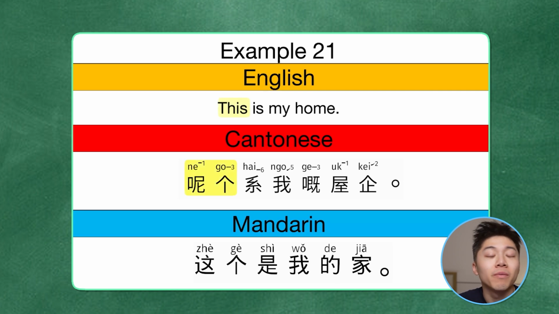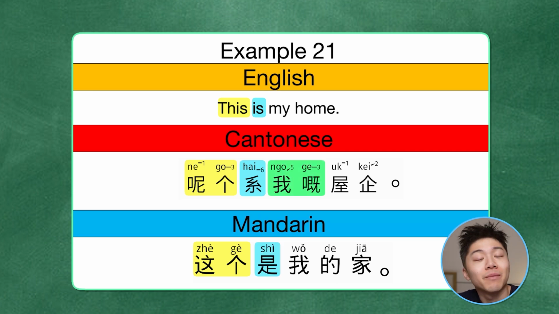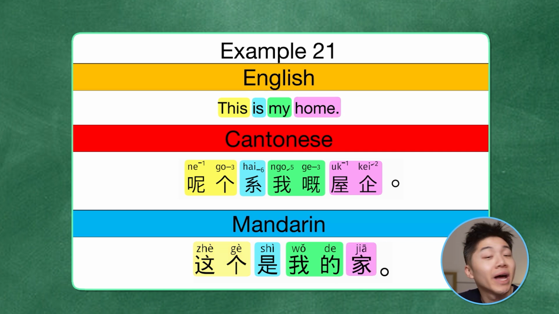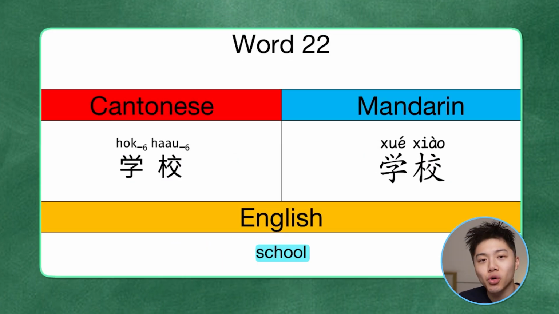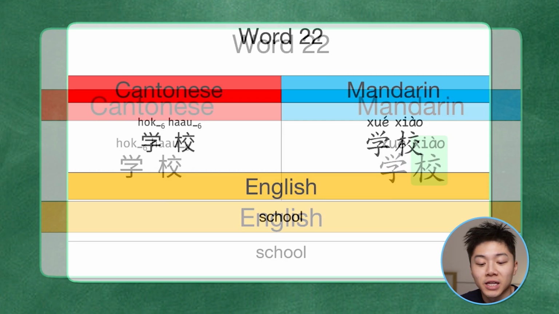Let's break this down. In Cantonese, 呢個 means this. In Mandarin, we use 這個. 係 means is, am, to be, like we learned earlier. In Mandarin, 是. 我嘅 means mine. In Mandarin, 我的. And then 屋企 is a new word here. Means home. In Mandarin, we use 家. So this is my home. 呢個係我嘅屋企, 這個是我的家.